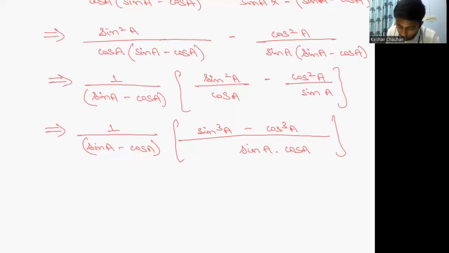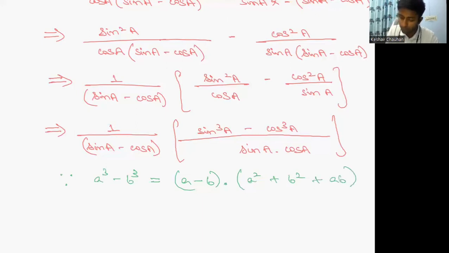Now, in algebra, we just got to know about the identity of A cube minus B cube. What was it? It was A minus B multiplied by A square plus B square plus AB. Here, A is sin A, and the value of B is cos A. So we will just apply this identity here.